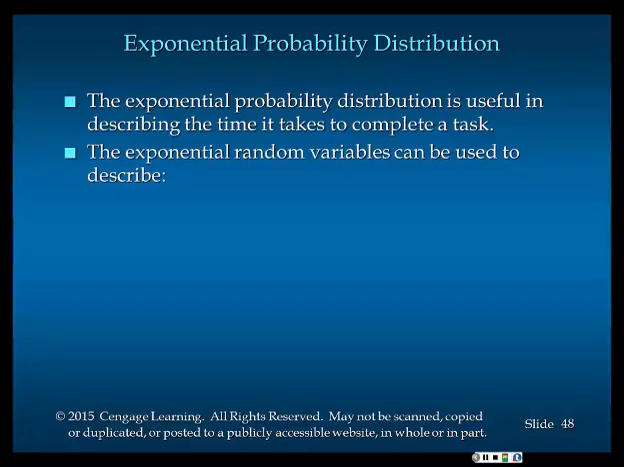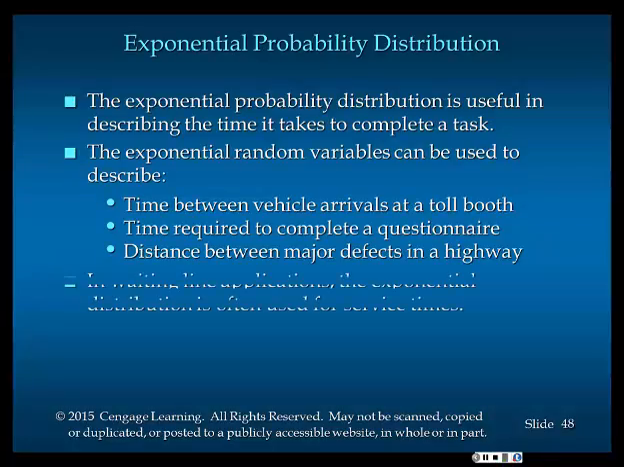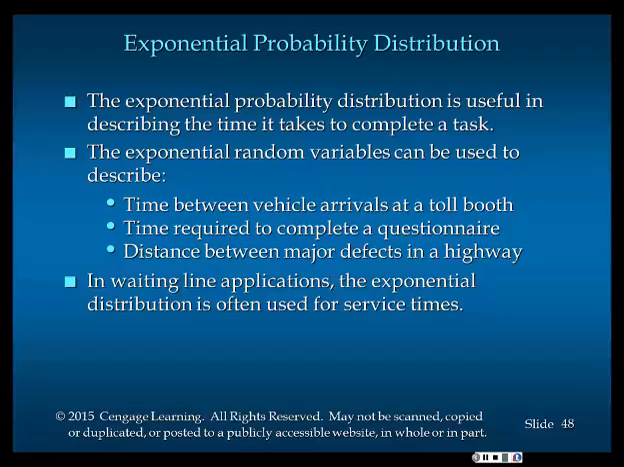So the exponential random variable can be used to describe time between vehicles arriving at toll booths, time required to complete a questionnaire, distances between major defects in a highway, how often you think a particular machine is going to break down. All those are going to be types of exponential distributions.